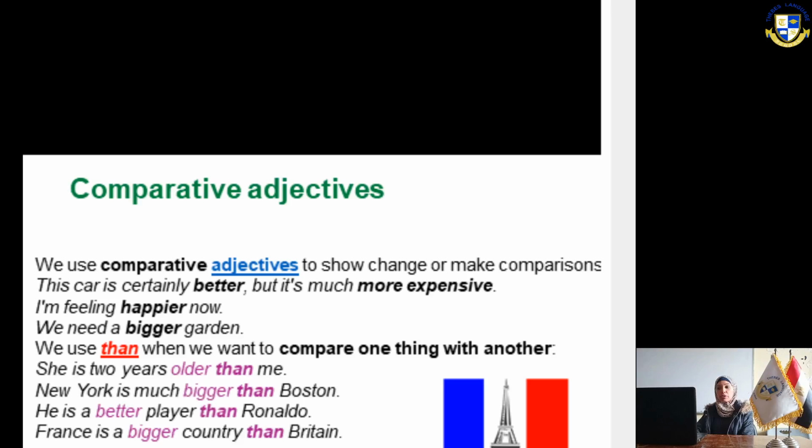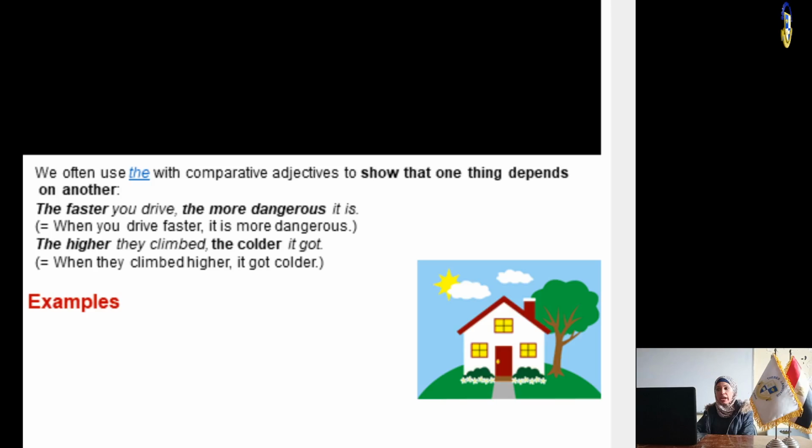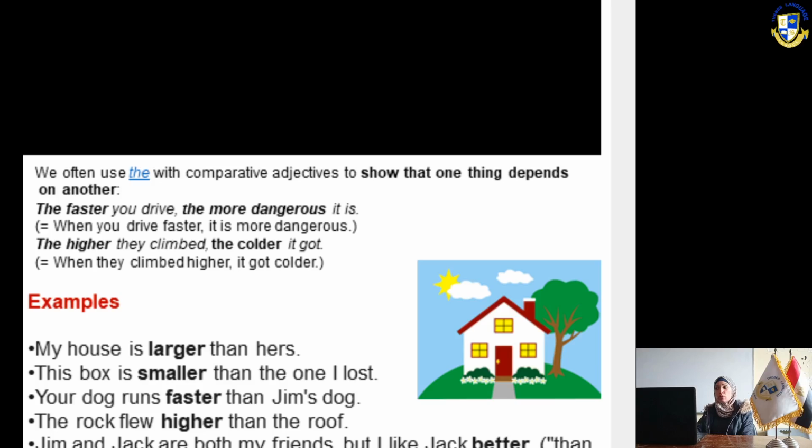Now, guys, we can use the comparative form with the comparative adjectives to show that one thing depends on another. For example, I can say, the faster you drive, the more dangerous it is. When you drive faster, it is more dangerous. The higher they climb, the colder it got. When they climbed higher, it got colder.